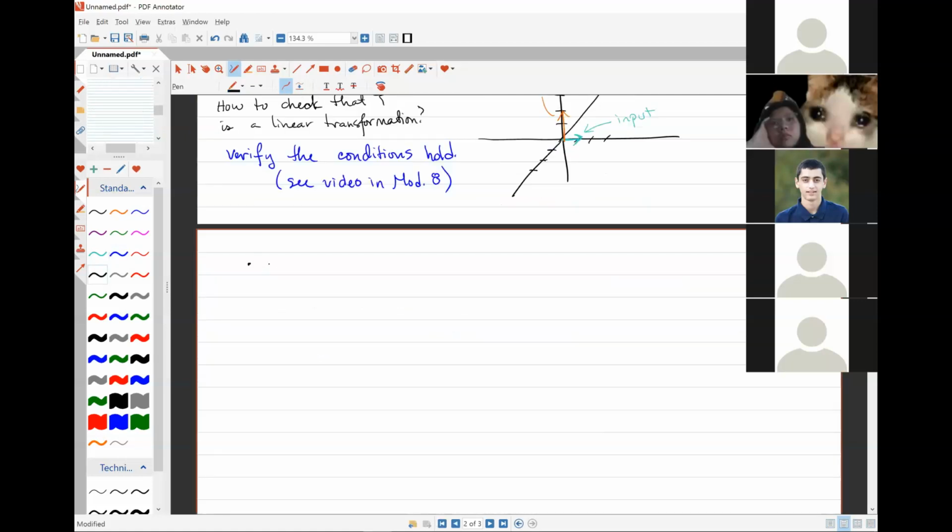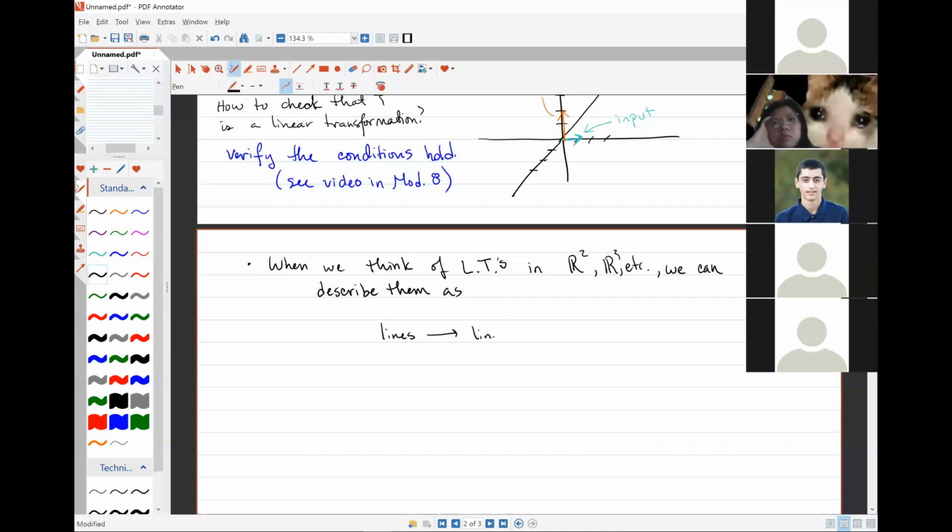Now, let me say this. So when we think of linear transformations in Euclidean space, and Euclidean space, I just mean like R2, R3, etc. We can characterize linear transformations as maps that map lines to lines. And in fact, they map parallel lines to parallel lines. And the lines through the origin map to lines through the origin. And a quick way of saying that is just to say that the origin stays fixed.